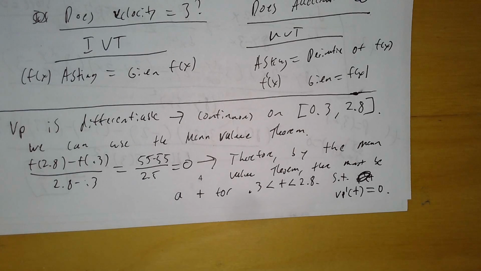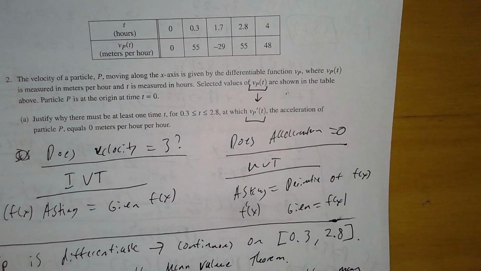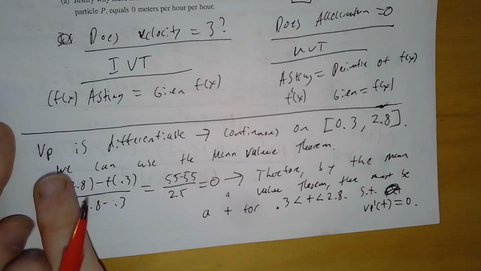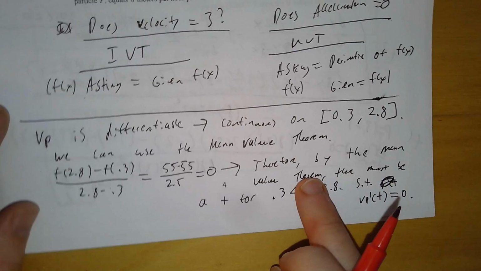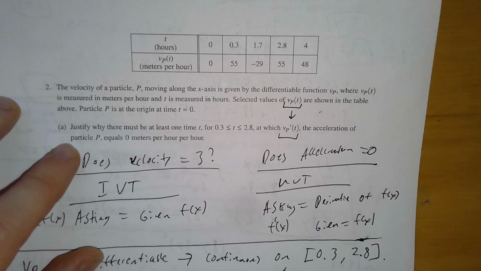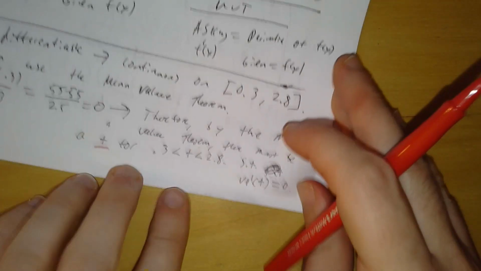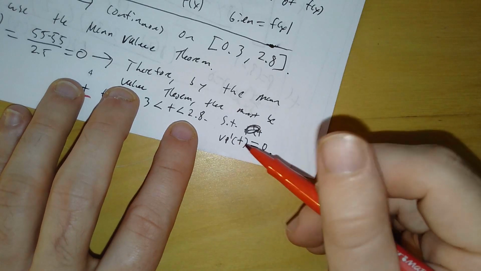One thing I want to make clear: this is the sentence structure, but make sure you match the notation. In this problem our f was VP, so that's why I said VP is differentiable and continuous, so we can use the mean value theorem. Then I took the average rate of change. Therefore, by the mean value theorem, there must be a t. I said t because it was asking for a t. I matched it to that; that was our c. That's why I caught myself at the end: I was about to say the derivative at t. No, it's the acceleration at t, or the derivative of VP at t is 0.